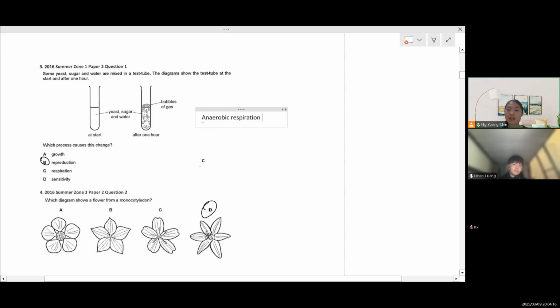You have two types of respiration, right? One is aerobic, one is anaerobic. And also, please remember the equation for anaerobic respiration. So it's always written in this way: C6H12O6. Then, because it's anaerobic, you don't need to add oxygen. And then you will produce ethanol and also carbon dioxide.